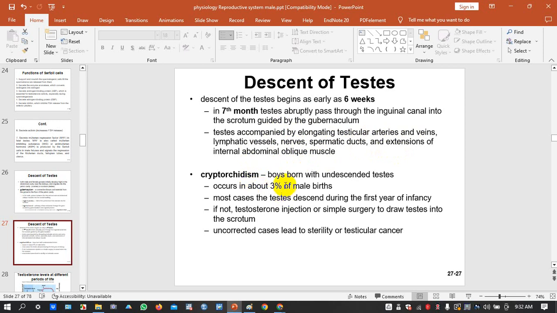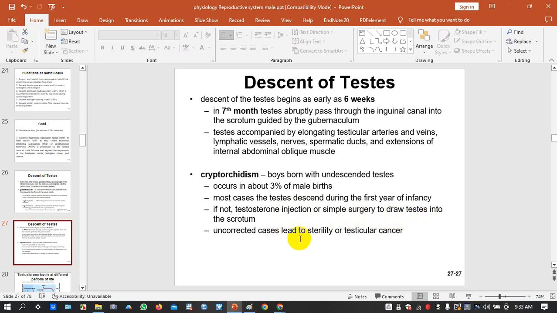Cryptorchidism is a condition in which boys are born with undescended testes, that is, the testis remains in the peritoneum, in the abdomen, and this occurs in 3% of male births. In most cases, the testis descends during the first year of infancy. If it does not descend during the first year of infancy, testosterone injection is given to cause it to descend, or else you can also do a simple surgery to draw the testis into the scrotum.